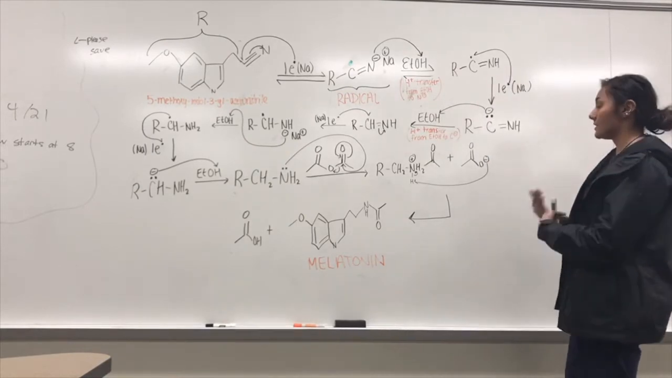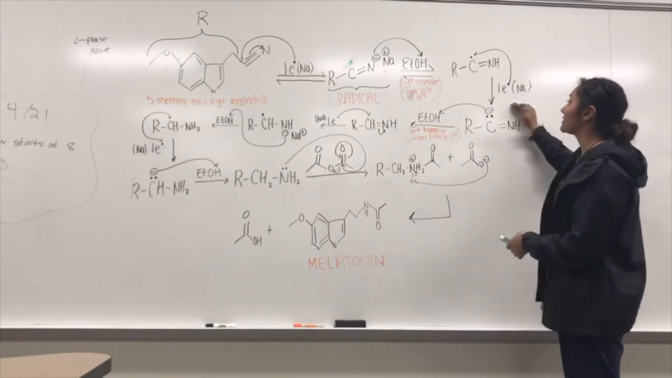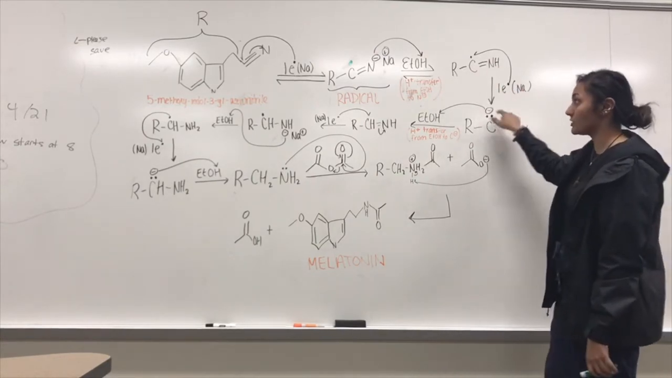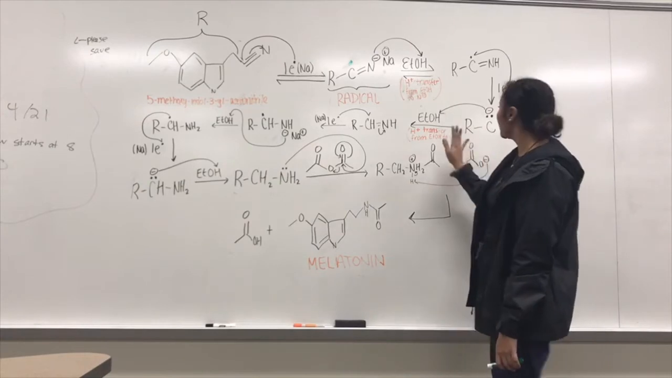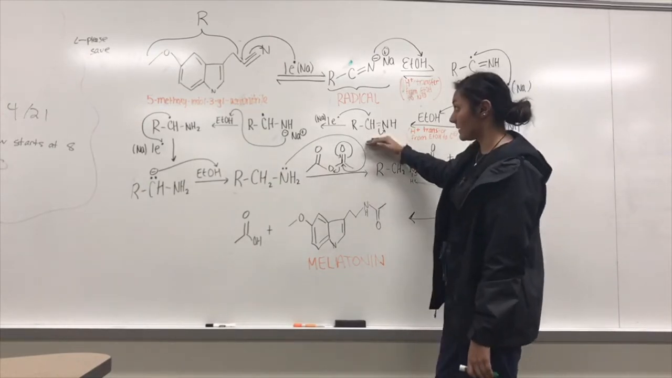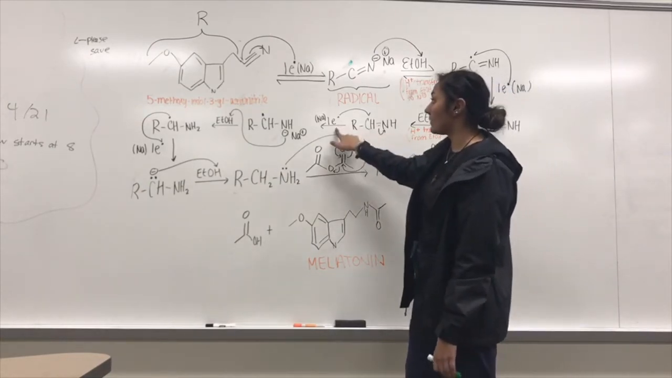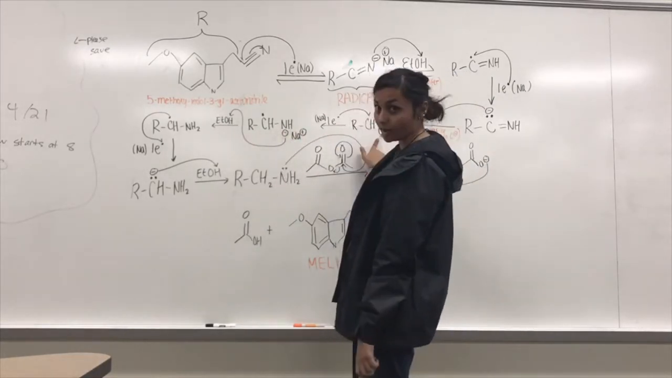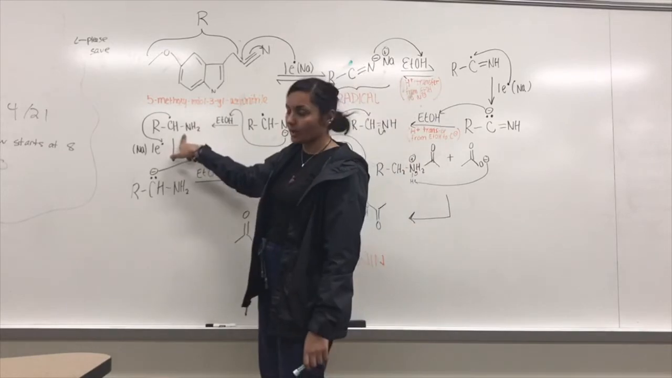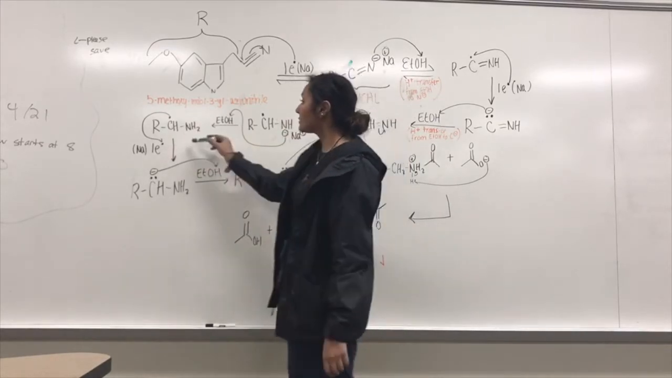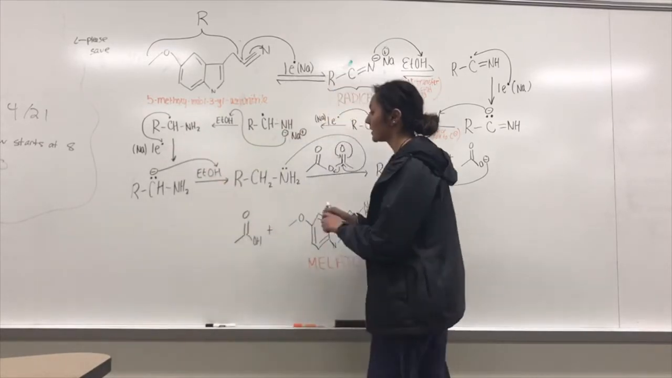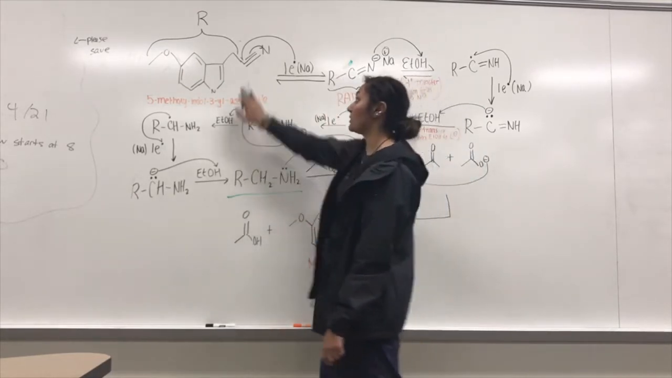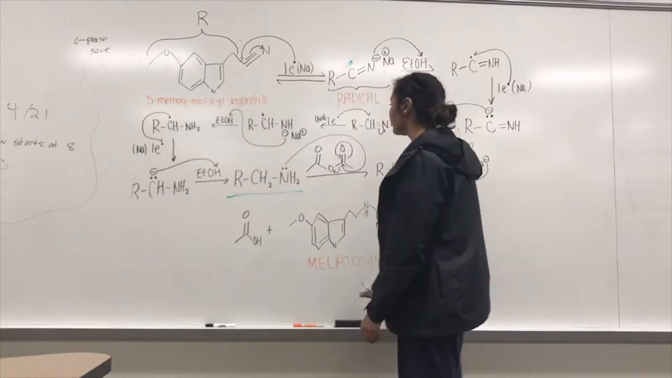This process repeats itself, so another electron is added to the radical to create a negative charge. Another proton transfer occurs to shift it to this, and then an electron and ethanol are added again to reduce this double bond to a single bond. And this process repeats one more time, and we end up here. This is the amine that is created from the original cyanide present.